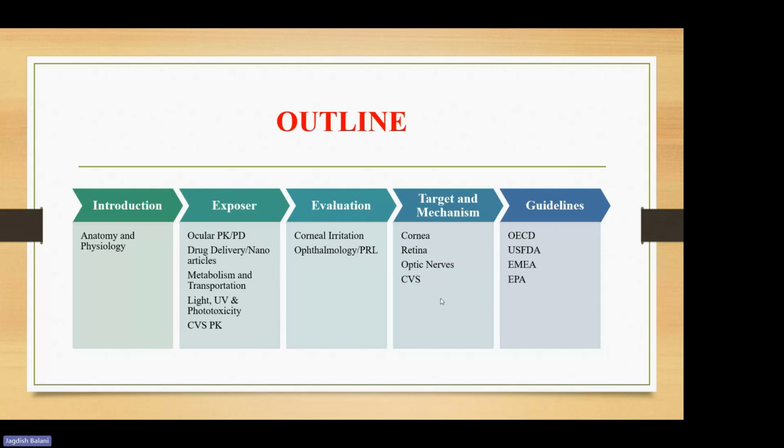Then, whatever exposure occurred to the system, how would you come to know whether it's desirable or undesirable in our context? It would be a toxic response. We are going to evaluate the toxic response. So what are the parameters or tools we have to evaluate whether it's toxic or non-toxic? Two criteria we'll discuss in further slides: corneal irritation and the ophthalmological tools we have. Then what target will get affected by this exposure, what kind of mechanism will be there, and ultimately what guidelines impose on us to regulate and perform this evaluation.